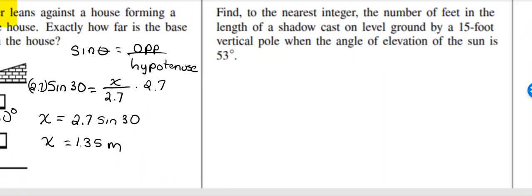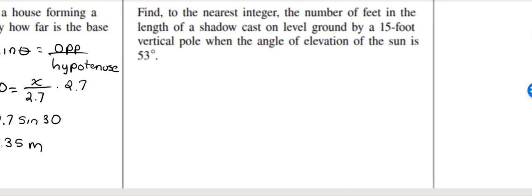I'm just going to move this over a little bit. They didn't give me a nice, pretty picture with this one, so I'm going to have to draw my own picture. It tells me the number of feet in the length of a shadow cast on level ground by a 15-foot vertical pole. So I have a pole. Don't laugh at my drawing, I'm not the best at this. I have a vertical pole, and it has a shadow on the ground. And it asks for the length of the shadow to the nearest foot. So I'm looking for this x.